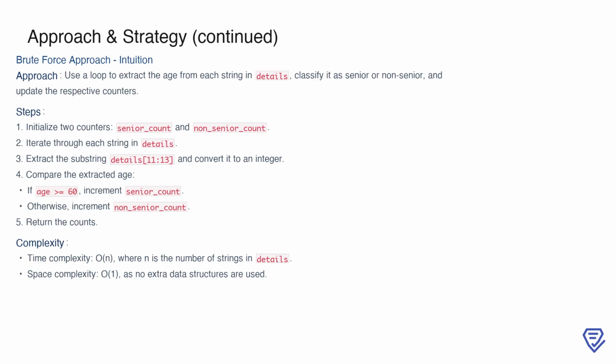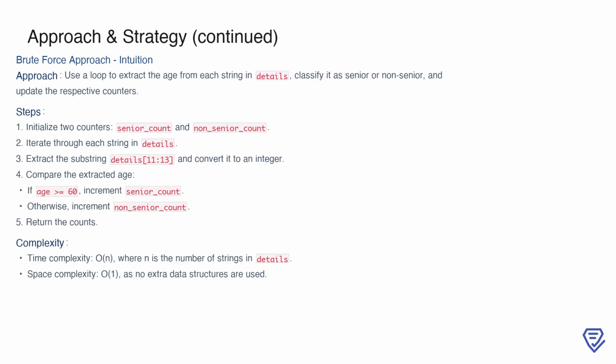The brute force approach builds on the observations we just discussed by using a simple loop to process each string in the details list. To implement this, we start by initializing two counters, senior_count and non_senior_count, both set to 0. Then, we iterate through the list, extracting the substring containing the age from each string and converting it to an integer. Once the age is extracted, we compare it to 60. If the age is 60 or greater, we increment the senior_count, otherwise, we increment the non_senior_count. Finally, we return the two counters representing the number of seniors and non-seniors in the list.